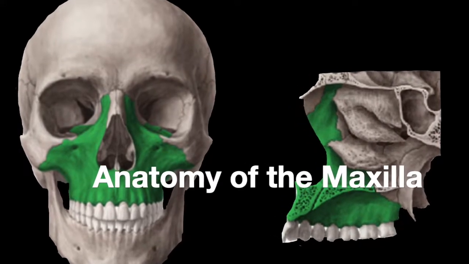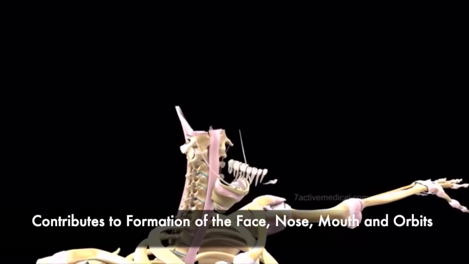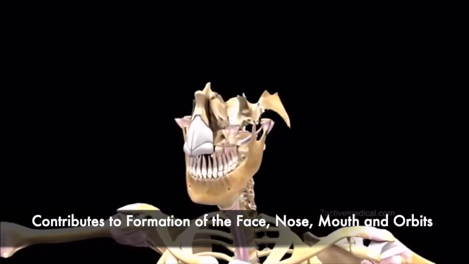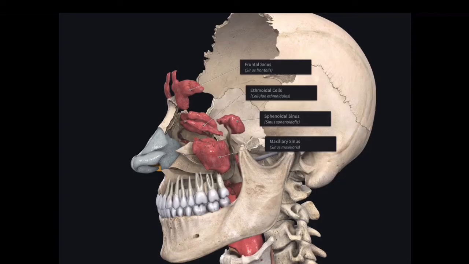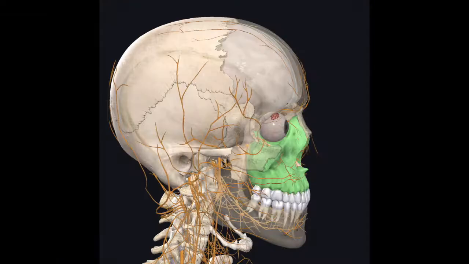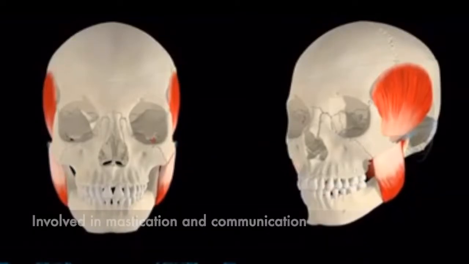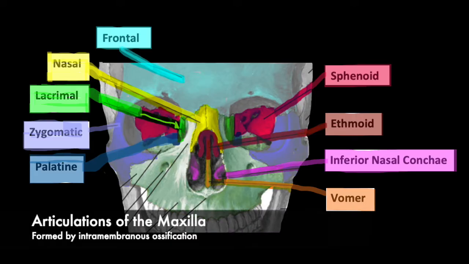The paired maxilla form the majority of the viscocranium and upper jaw, contributing to the formation of the face, nose, mouth, and orbit, and housing the maxillary paranasal sinuses and nerves of great importance for local anesthesia. The maxilla plays a vital role in mastication and communication and articulates with 9 bones.